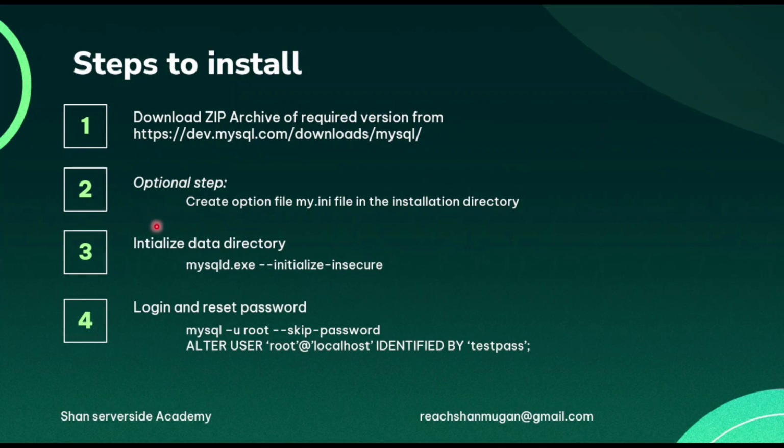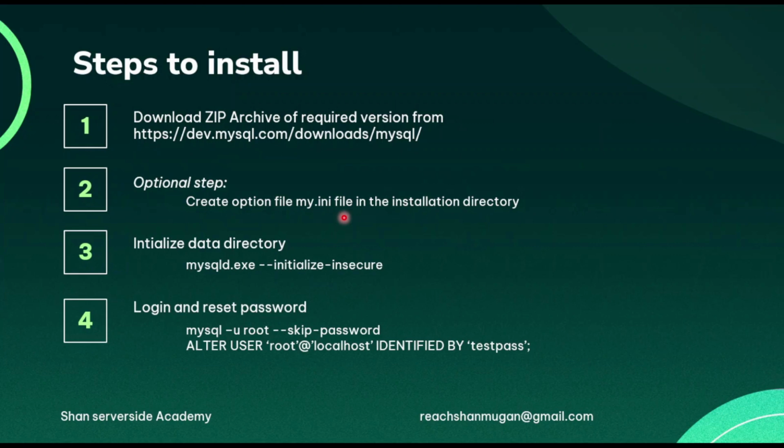The next step is an optional step. It's about creating an options file, my.ini, in the installation directory. When MySQL starts up, it looks for this file in C:\Windows, which is the Windows root directory, or in the installation directory, where we have unzipped the archive. So it will look in that directory. We can mention the configurations for MySQL in this file. During startup it looks for the configuration file, and then it uses those configurations while starting up.